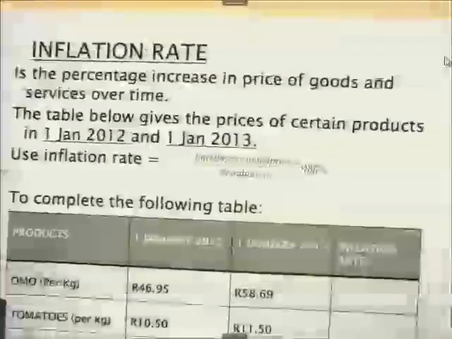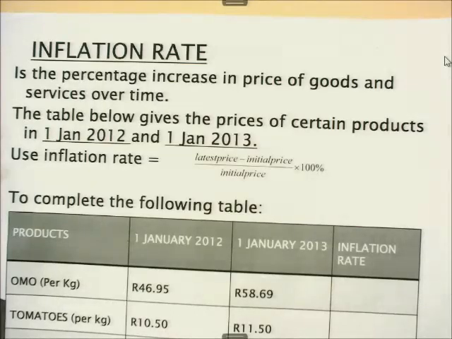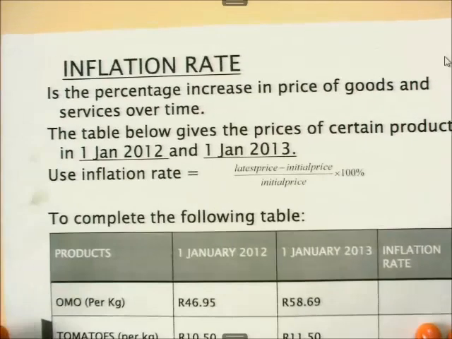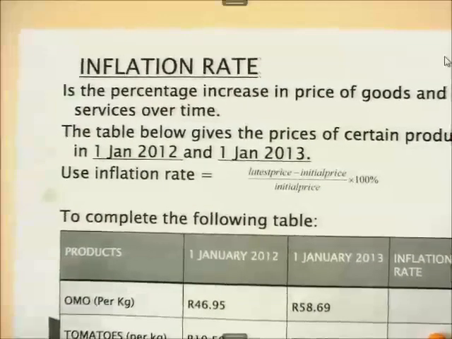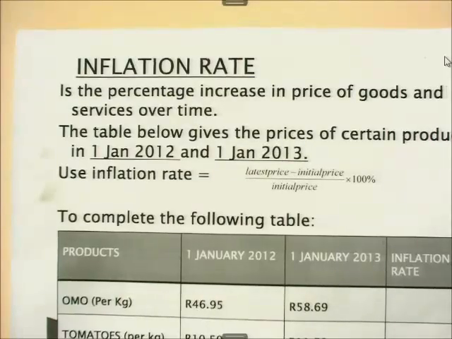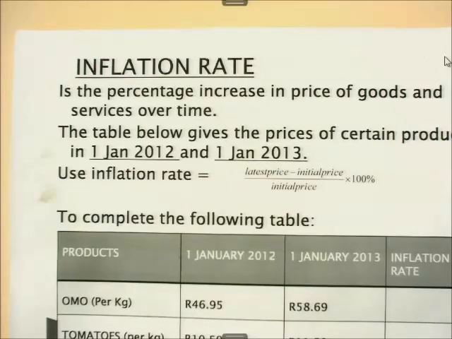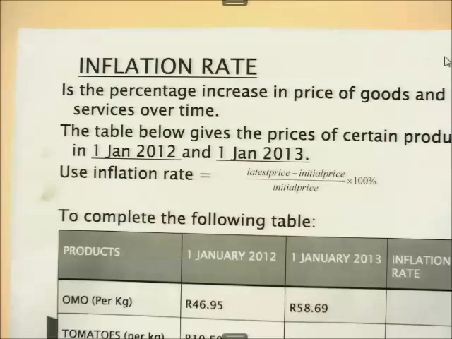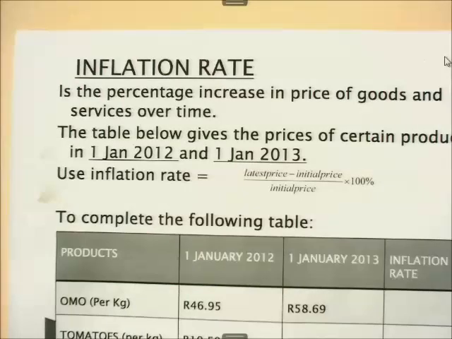We've talked about inflation, which is the amount. Now, guys, we're going to be talking about inflation rate. You need to be able to differentiate between inflation and inflation rate. You must know when I'm talking about inflation plain, what am I talking about? When I'm talking about inflation rate, what am I talking about?